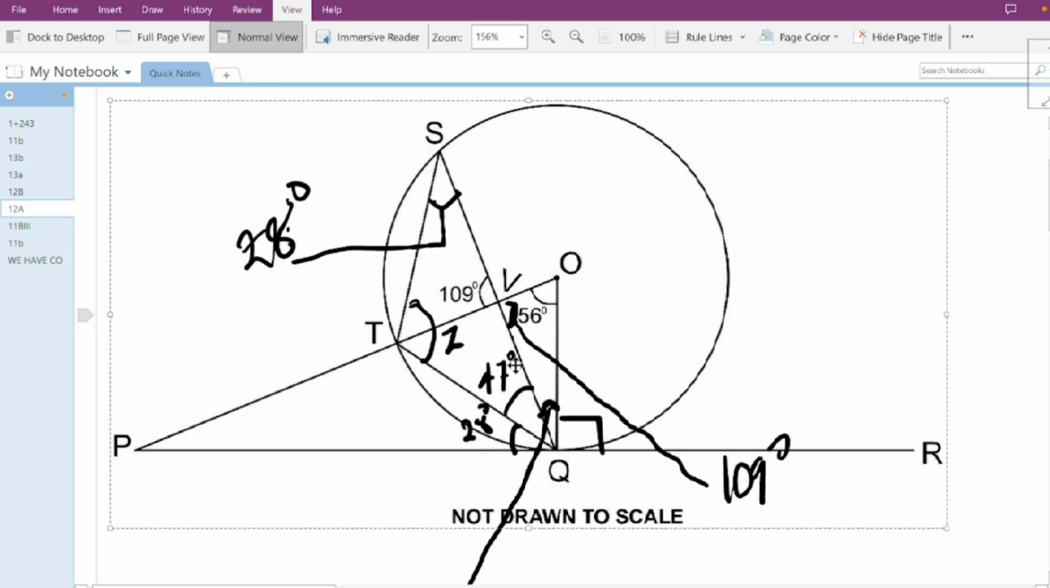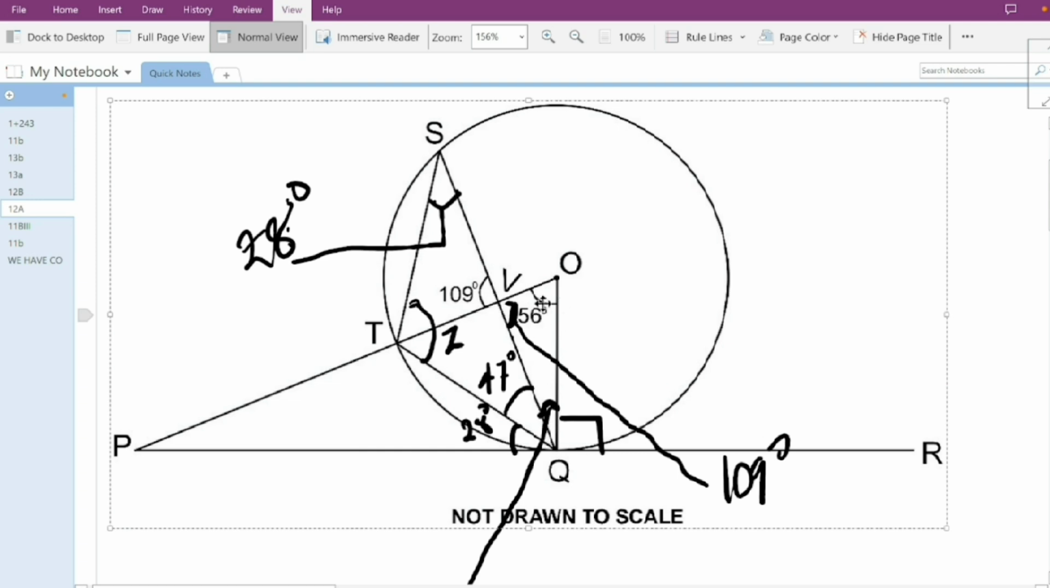A quick recap of what we did is that we are given this as 56 degrees and this as 109 degrees. And with the 109, we found this angle here, which is vertically opposite to the 109. And with that, we took into consideration this small triangle here, and found this angle.